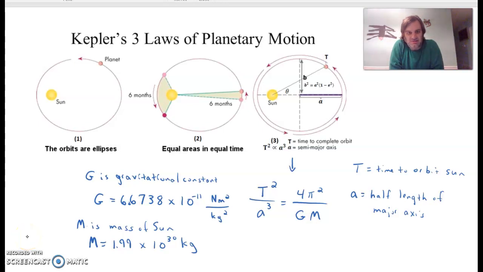Hey, Mr. Allred here. I'm going to briefly talk about Kepler's three laws of planetary motion, and then do an example from the book of one of them.